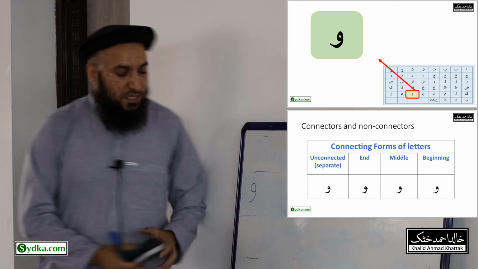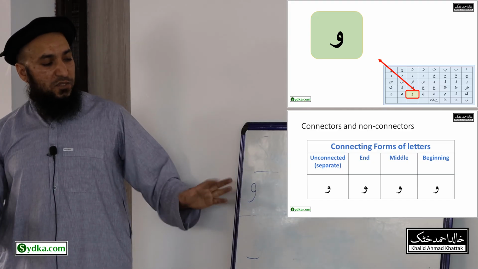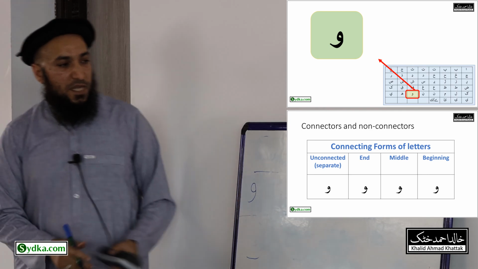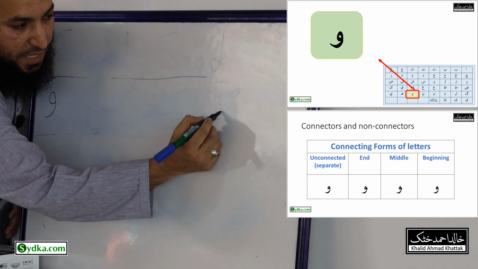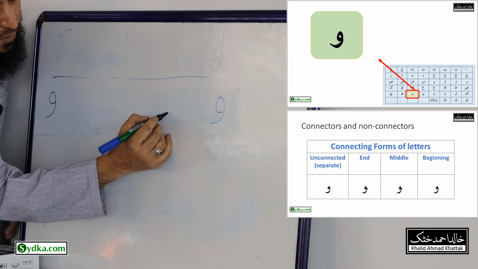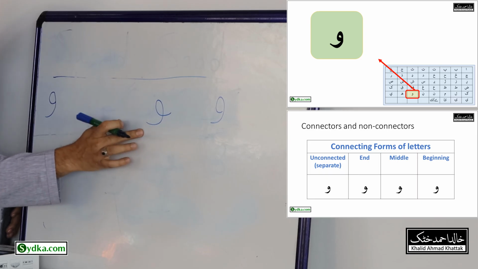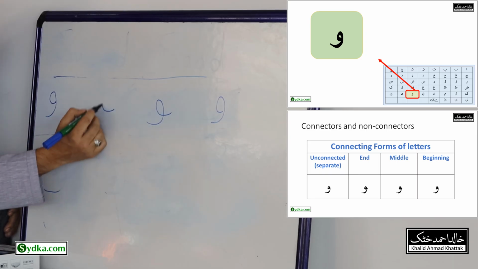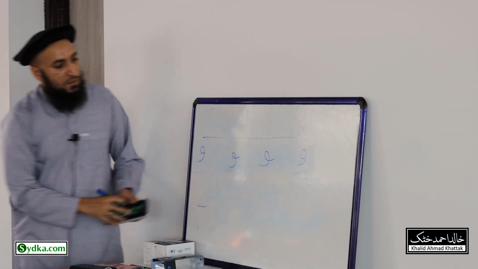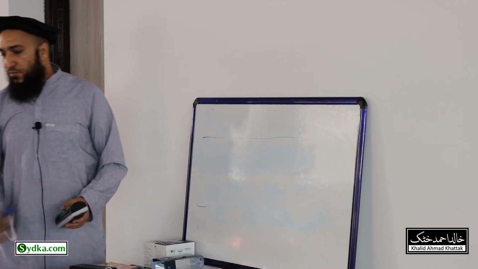Okay, it's a non-connector because if you see, this is the family of dal, zal, re. So same way of writing. So this is from that family. So it's a non-connector. In the beginning, it looks like this. You can't connect anything after it. And in the middle, looks like this. You can't connect anything after it, but before it. And at the end is the same as this one as well. Okay? So it fulfills the condition of non-connector.